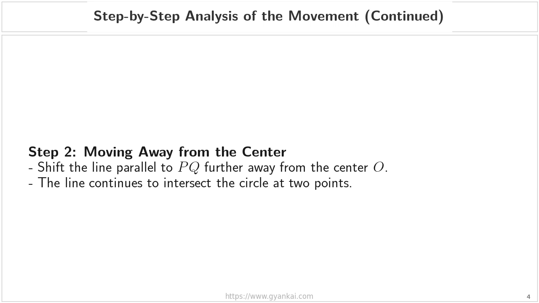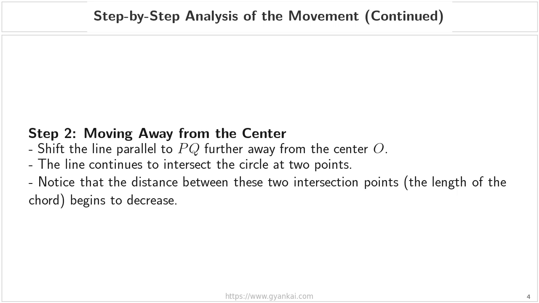As we perform this shift, you'll notice that the line is still cutting through the circle, meaning it continues to intersect the circle at two distinct points. However, pay close attention to the segment between those two points, the chord. As the line moves closer to the edge of the circle and further from the center, the length of this chord begins to decrease. This observation is crucial, as it sets the stage for what happens when we reach the very edge of the circle in the next step.